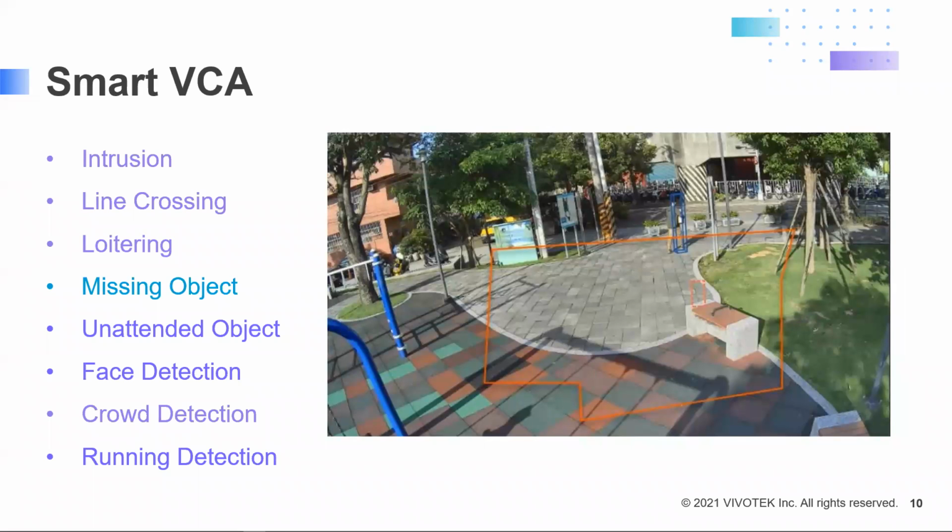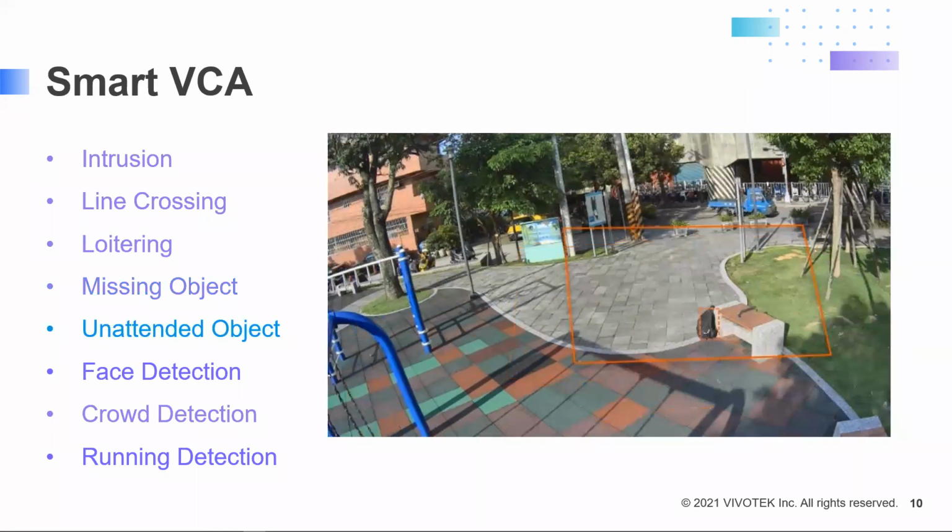An object-based VCA, like missing object, is going to detect the removal of a predefined asset from a scene. One scenario of this is detecting whenever a theft occurs in storage areas or, let's say, a museum. Unattended object, another object-based VCA, is to detect unattended objects or objects left behind, such as objects left in front of an emergency exit or in an airport.